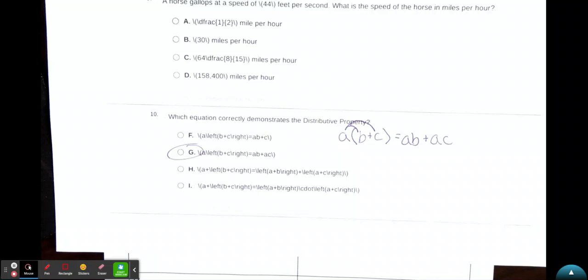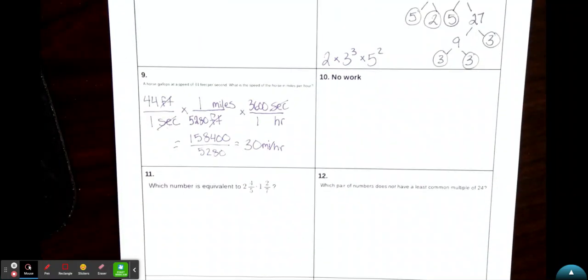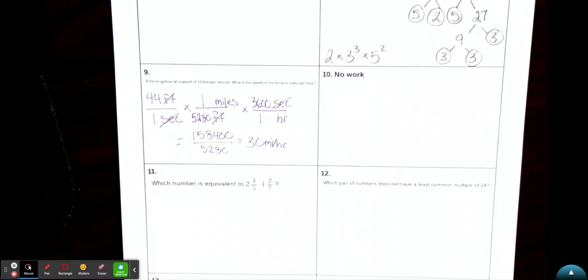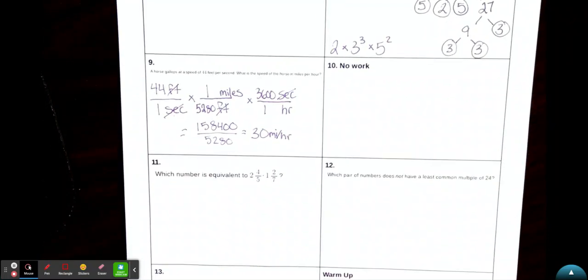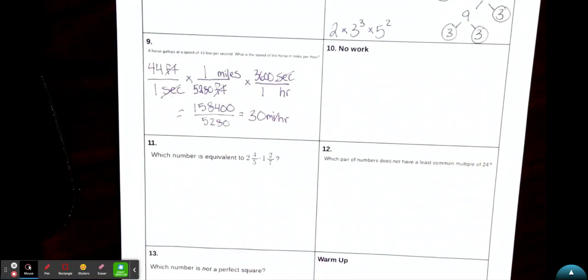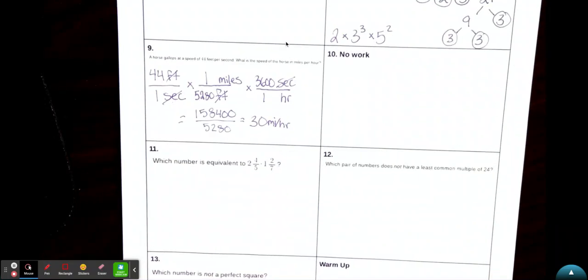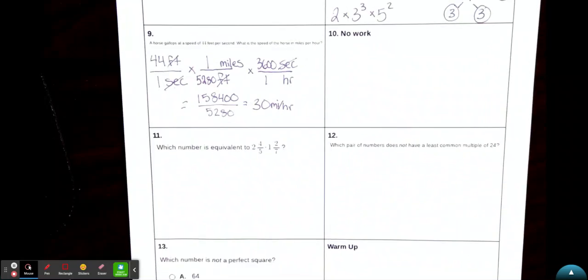All right, number 11. Which number is equivalent to 2 4/3 times 1 2/7? Okay, what are we going to do for this one? I want you paying attention, please. All right, so we're going to do around the world to turn these into improper fractions.